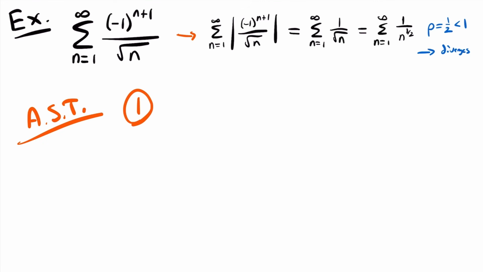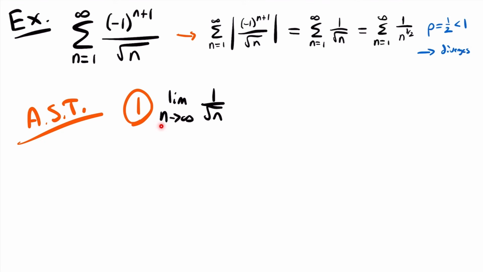All right, so instead of having -1 to the power of n plus 1 divided by the square root of n, we're just going to be looking at 1 divided by the square root of n. Okay, so for the first requirement, we need to check that the limit as n approaches infinity of a sub n, which will be 1 divided by the square root of n, is equal to 0.